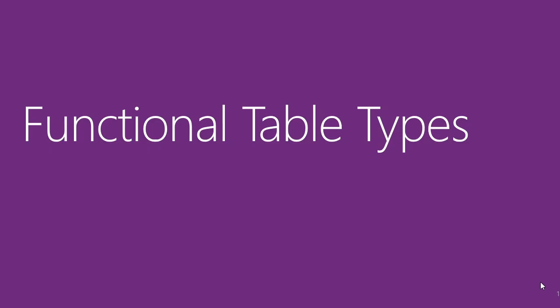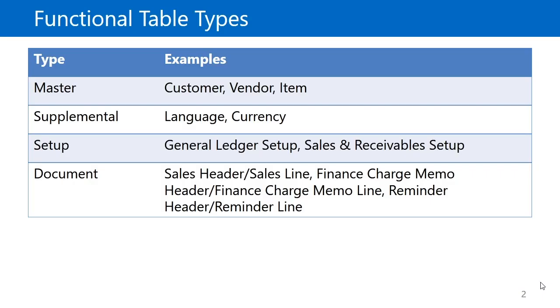To understand the difference between journals and ledgers, let's start by having a look at the functional table types. What I see here on these two slides is that we have different table types. We have master tables like customer, vendor, item, supplemental tables like language and currency, setup tables, and documents. This is the master data, and I can use that master data to create documents.